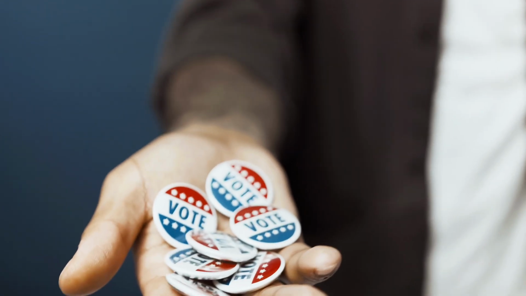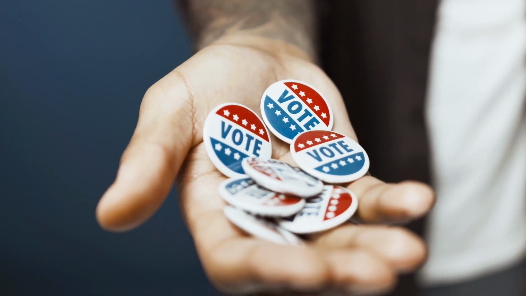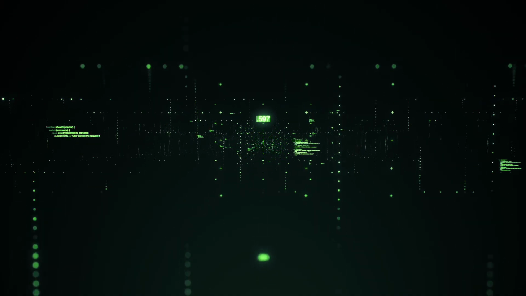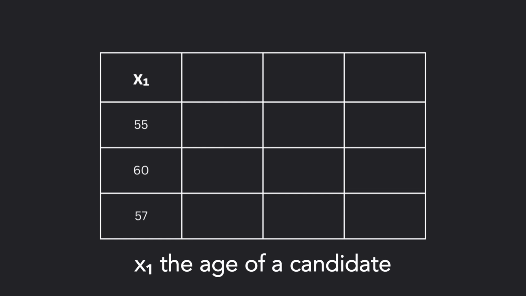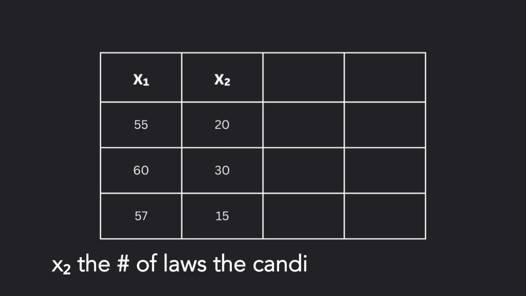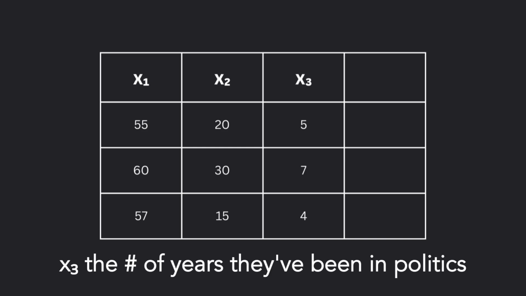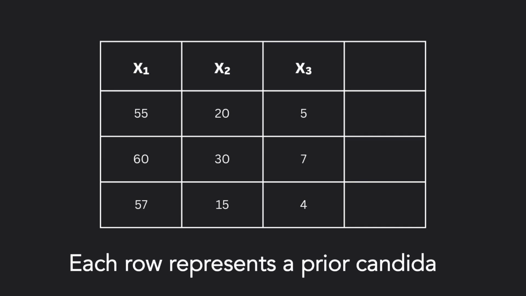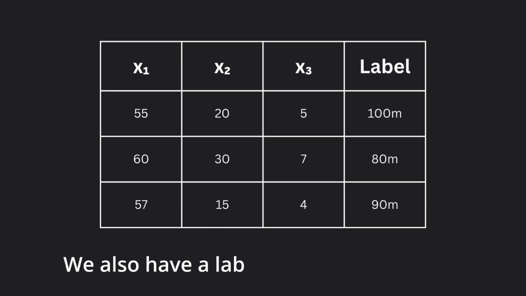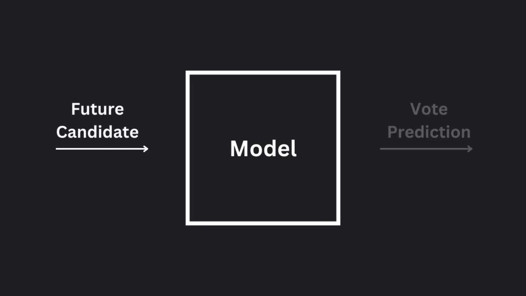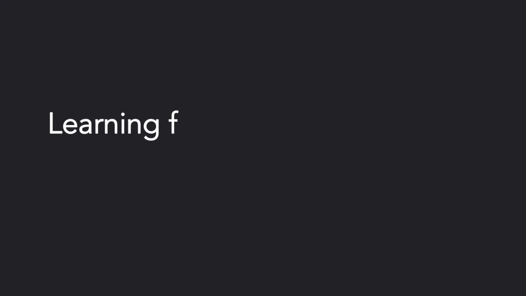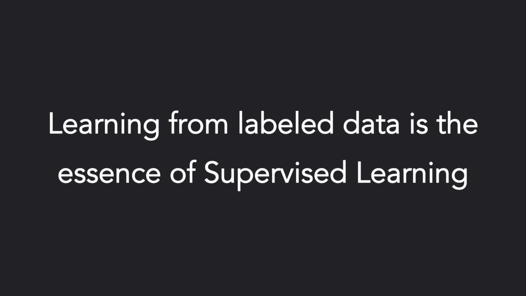Imagine a model that predicts how many votes a candidate will receive based on a few input attributes. The dataset might have x1, the age of a candidate, x2, the number of laws the candidate has passed, and x3, the number of years they've been in politics. Each row represents a prior candidate, and for every row we also have a label, which is the recorded number of votes received. The model learns to predict how many votes a future candidate will receive based on this dataset. Learning from label data is the essence of supervised learning.